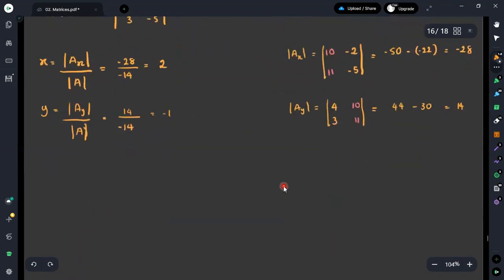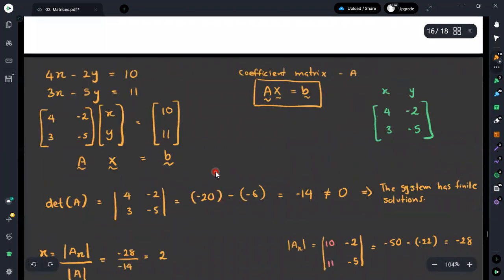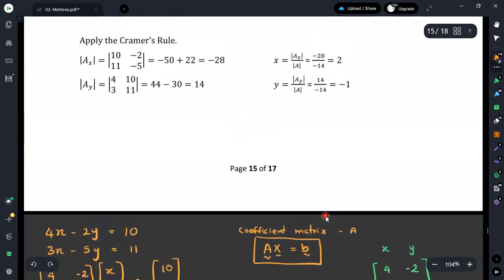Now you can write them as the ordered pair of values, x and y. x and y can now be taken as 2 and minus 1. It can be written as 2 and minus 1. Therefore, this is how we are using Cramer's rule to obtain the answers for a system of linear equations.